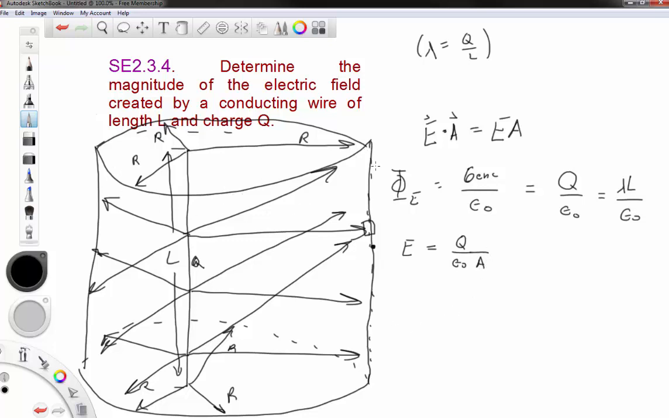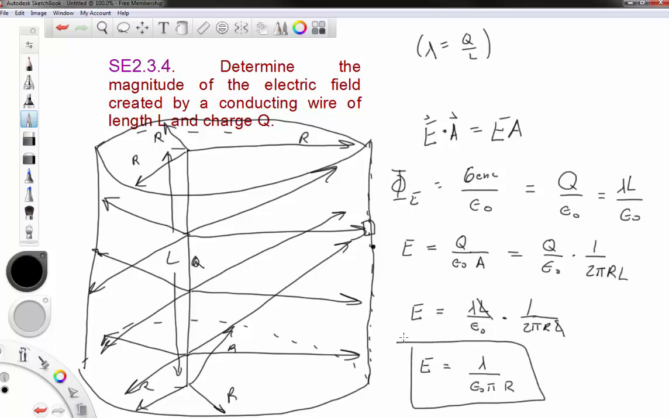So what is A? Well, A is the lateral area of this whole cylinder. So this looks like Q over epsilon naught times 1 over A. Lateral area of a cylinder is 2 times pi times radius of the cylinder times height. So E basically looks like lambda times L over epsilon naught times 1 over 2 pi R L. Hence why I broke this up into lambda L, because we can now cancel some terms here. And so E is going to look like lambda over 2 pi epsilon naught R.